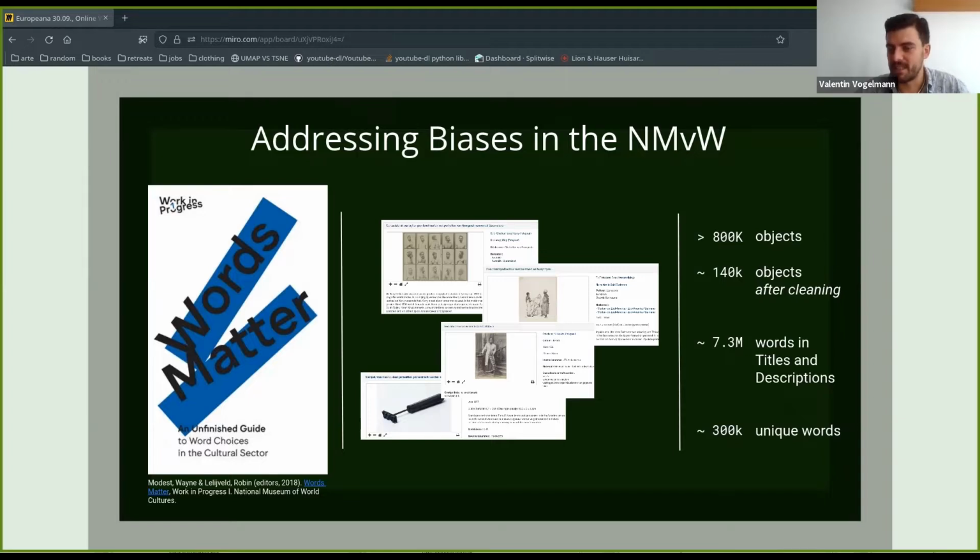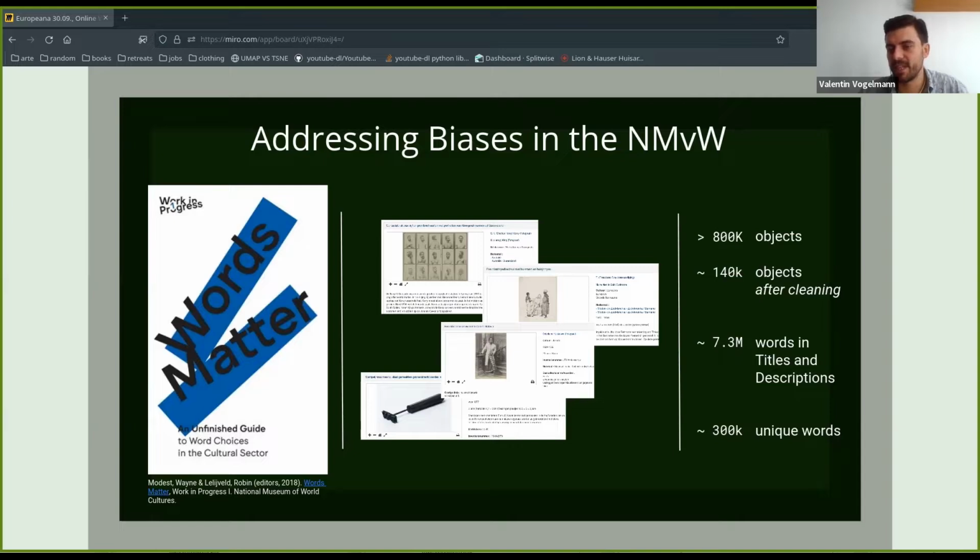But because this is not so, researchers would technically have to go through objects piece by piece and do this by hand. But then this collection has more than 800,000 objects, at least the digital one. The physical one, I'm not actually sure. I think it's a few more.